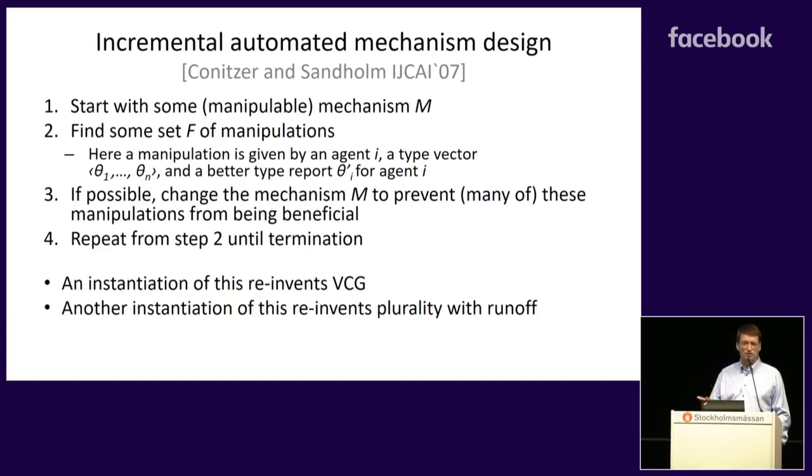But still there's a lot of choice as to which ones you fix and in what order and so forth. And furthermore, the problem is that as you fix some of these manipulations, some other manipulations might become beneficial. And four, repeat from step two until termination. And there are many instantiations. In the paper we had a couple. One of them reinvented the VCG starting from just the first price auction. And another reinvented plurality with runoff voting starting with just plurality.